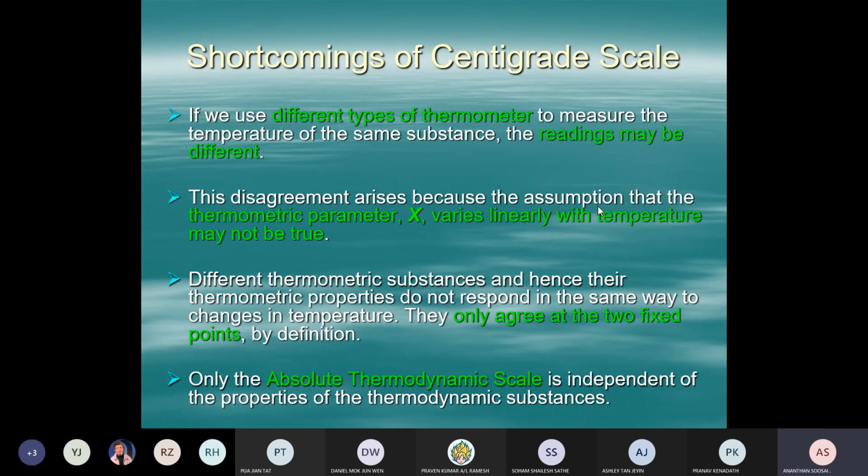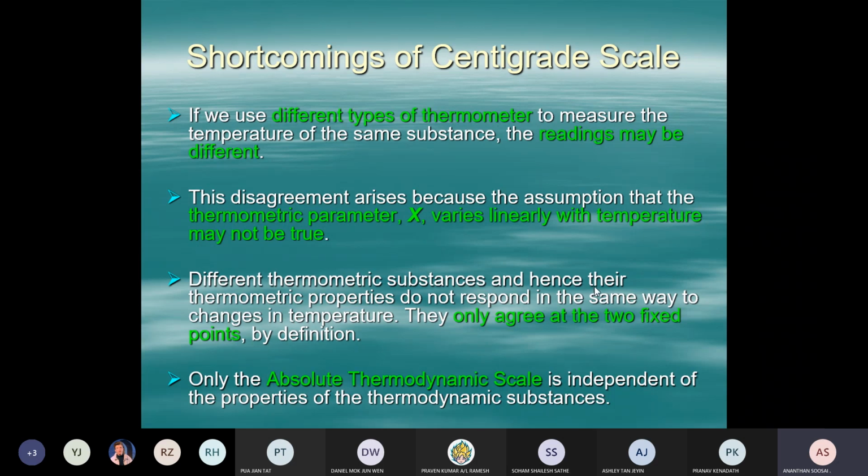Okay, it might be slightly curved. So do we have any other scale to depend on? They say there is another scale which can give you a temperature quite accurately. Only the absolute thermodynamic scale is independent of the property of the thermodynamic substance. Now our discussion is going to talk about this scale, another scale.